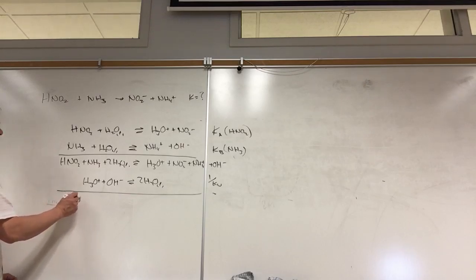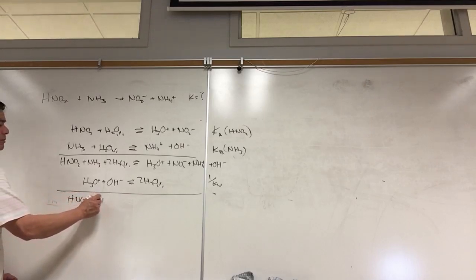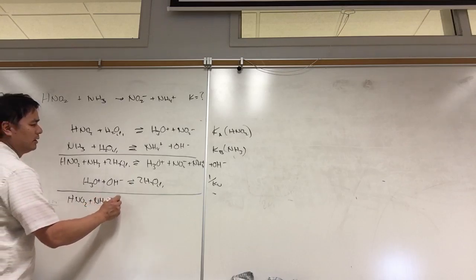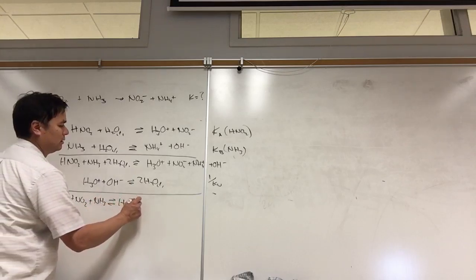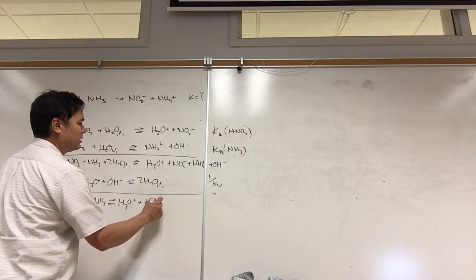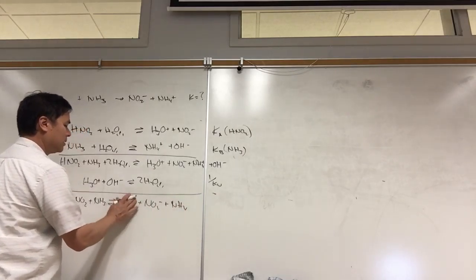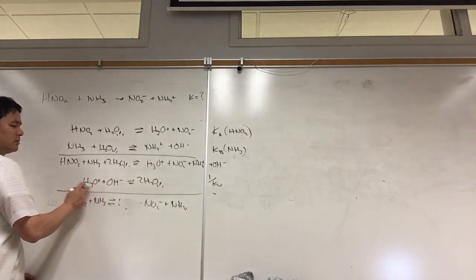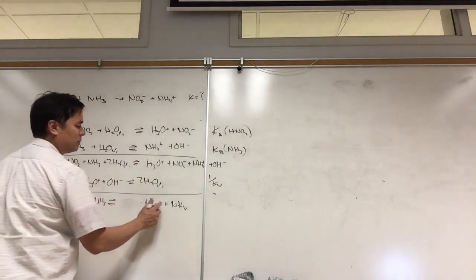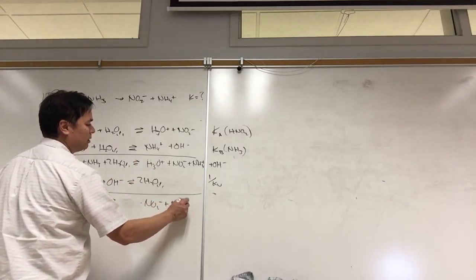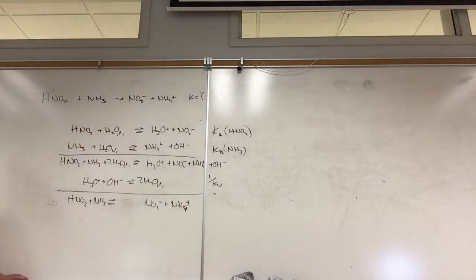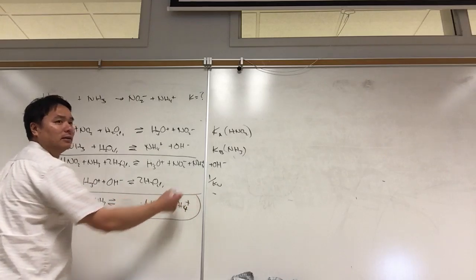And this is going to give us HNO2 plus NH3 yield H3O+ plus NO2- plus... oh actually H3O+ cancels. Do you see H3O+ cancels? So we're just left with NO2- plus NH4+. Which we end up up there. Yeah, right, this is the equation we want, right?